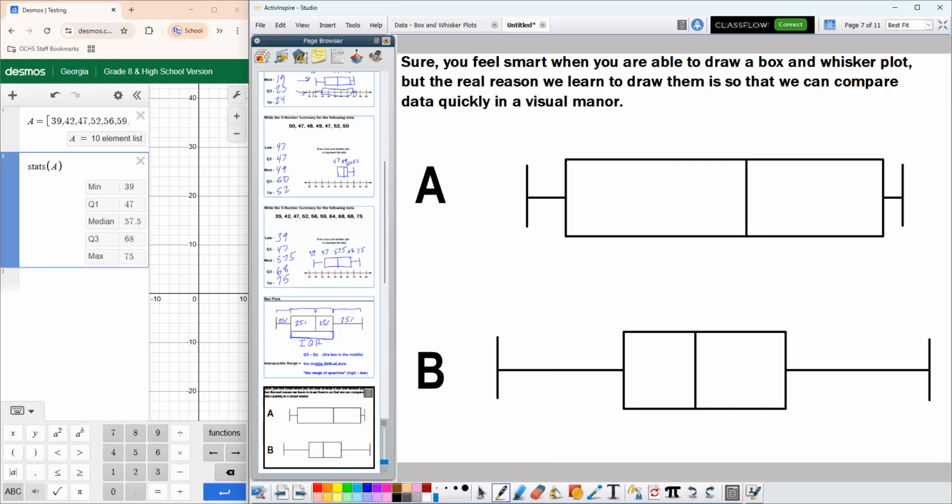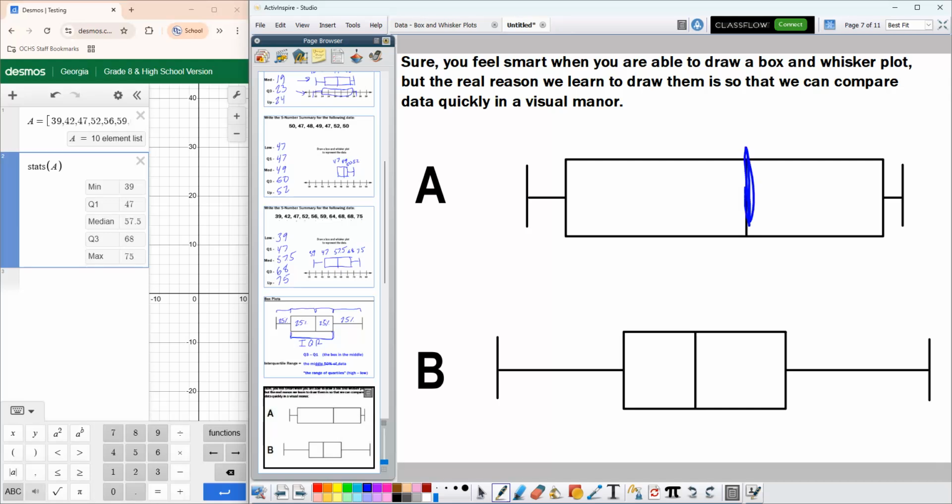It says, sure, you feel smart when you're able to draw a box and whisker plot, but the real reason we learn to draw them is so we can compare them. So, I might ask you a question. I might have A, B, C, D on here and say, which of the following, obviously we only have A, B right here. Which of the following, A or B, has the higher median?